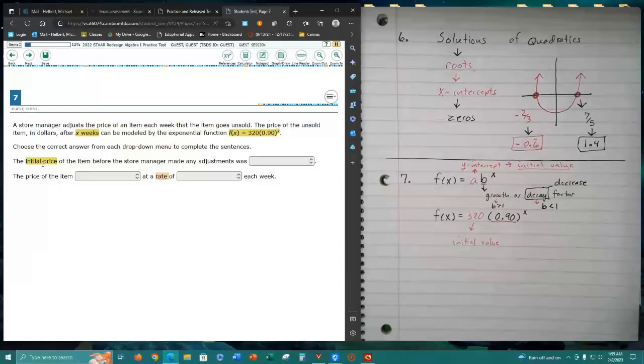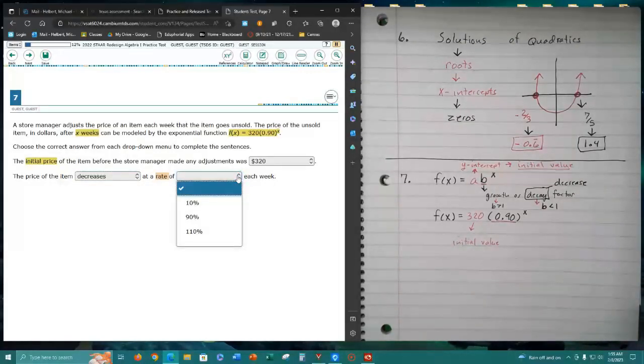Let's go over here. It says the initial price, our initial value, in other words, where we started from, was $320. The price of the item, because we know that it decreases, because this is a decay factor, because my b, my decay factor, is less than 1. This number right here in place of b is less than 1, so we know it has to be decreasing because it's decay. So I'm going to put decreases. Now we got to figure out the rate. This is the hardest part of it.